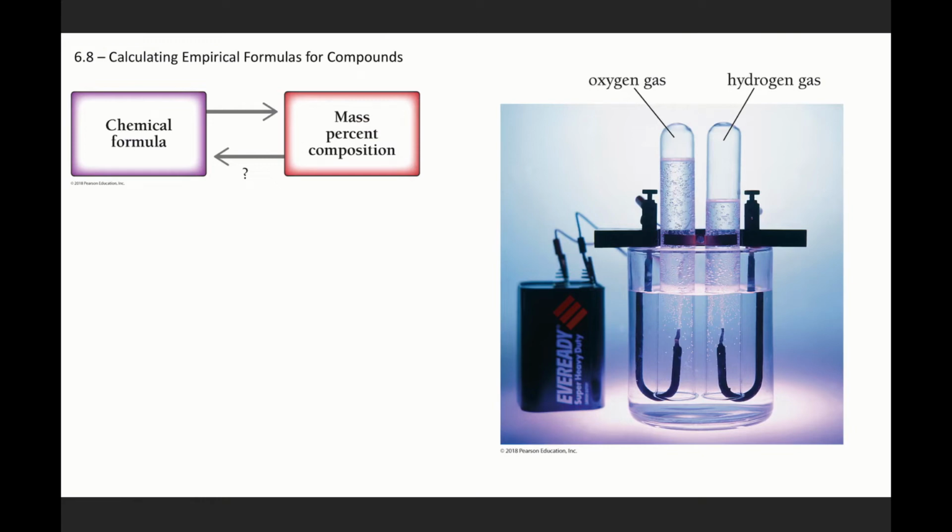Hello Honors Chemistry and welcome to section 6.8, calculating empirical formulas. So this goes back again to definitions that we learned in chapter 5, where an empirical formula is the most reduced version of the chemical formula, which we can then scale up to a molecular formula if we know what the appropriate relationship is between those terms.